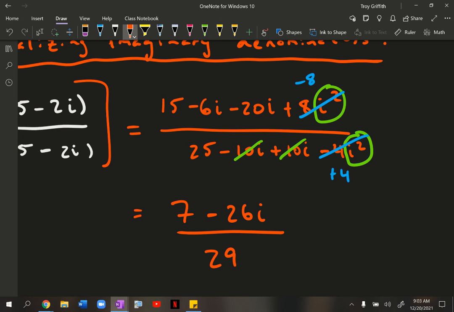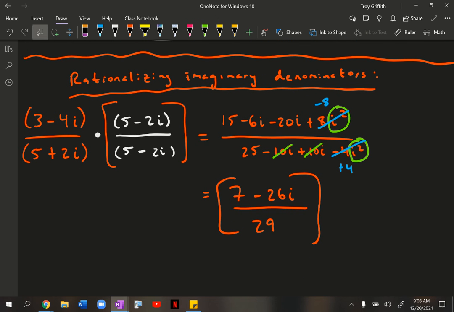So here is the completely rationalized form of that fraction. They are equivalent to each other. So this original thing that I started out with is equivalent to this right here. But we rationalized it and got rid of the imaginary component on the bottom.